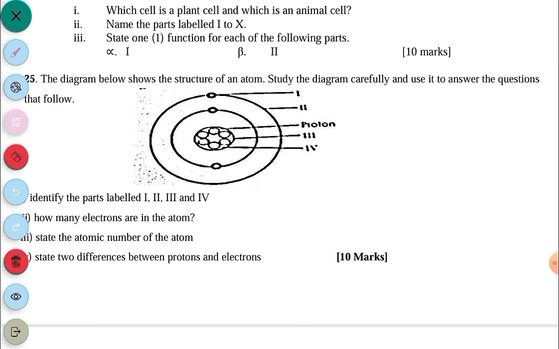So counting these circles, you have 3 of them. So the answer is 3. See, the atomic number of the atom is also 3. State 2 differences between protons and electrons. So 1, protons are positively charged, electrons are negatively charged. Also, protons are found in the nucleus of an atom, electrons are found on the shell.